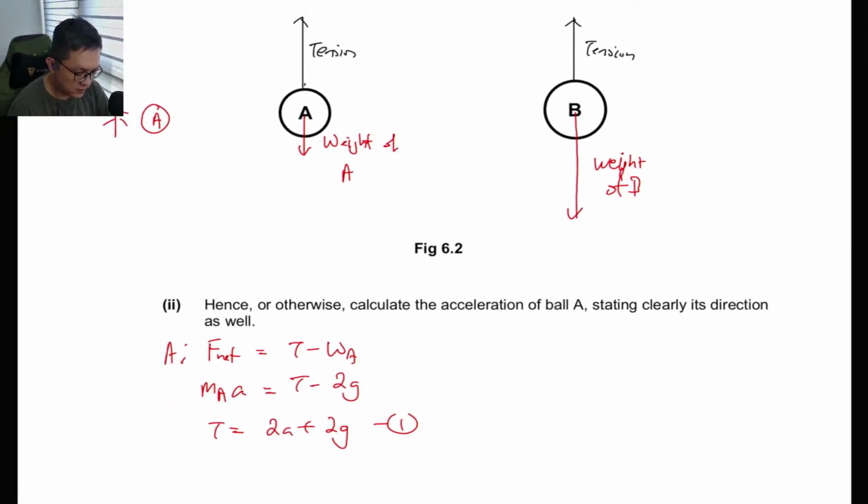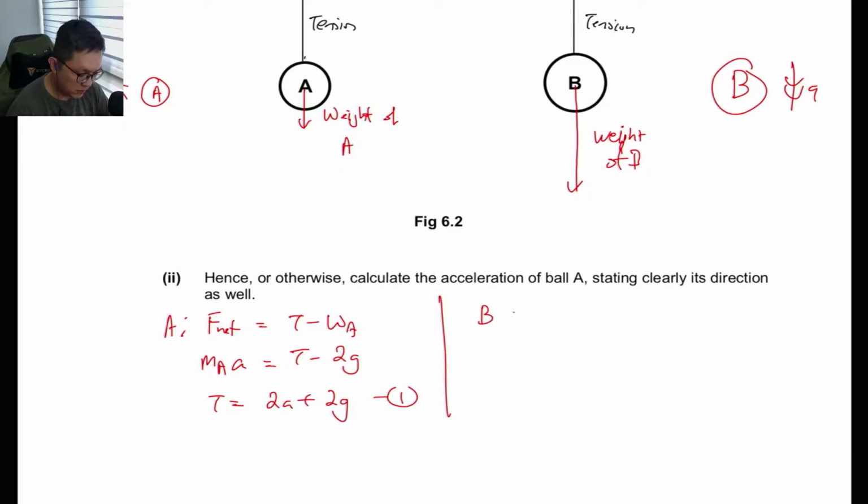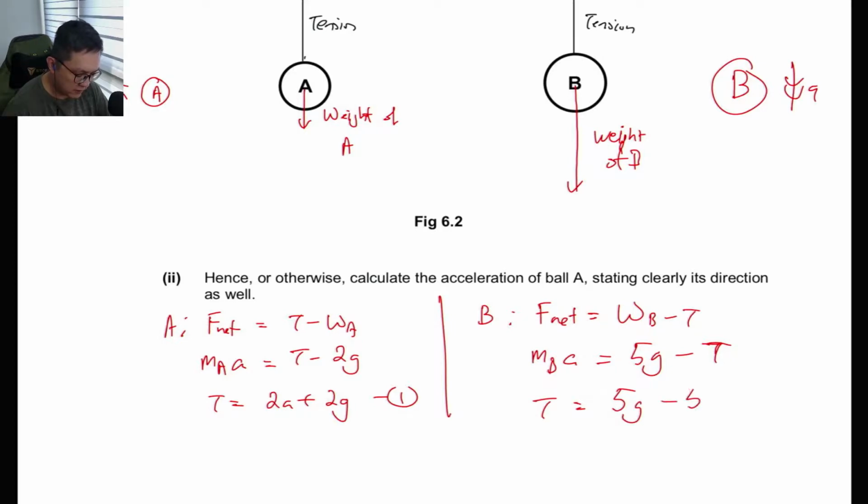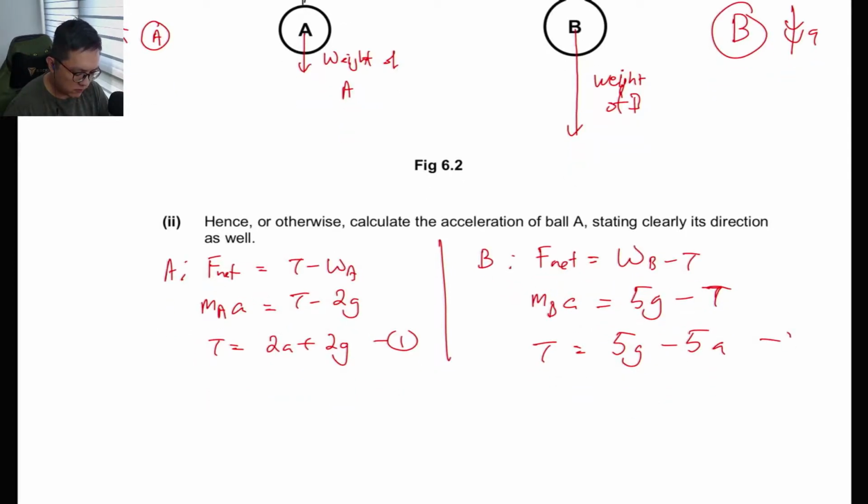For B, let's do the same thing. Again, this is the acceleration. The acceleration is in this direction, so the weight of B will be larger. So for B, F net is equal to W_B minus T. This will become m_B a equals 5g minus T. Again making T the subject, T is equal to 5g minus 5a. This is equation 2.